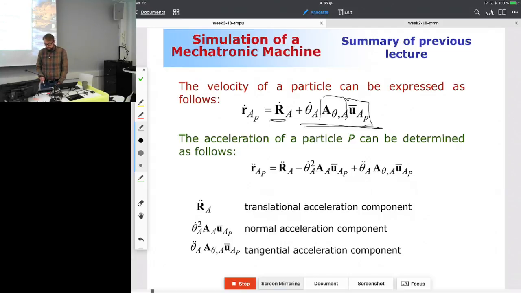And then in the case of acceleration, we have translational acceleration. Then we have an acceleration that is quadratically related to angular velocities, and then we have an acceleration that is linearly related to angular accelerations. So those are the three components. This one here is a translational acceleration, this one here is a normal acceleration, and this one here is a tangential acceleration.